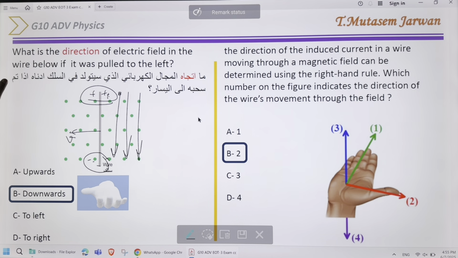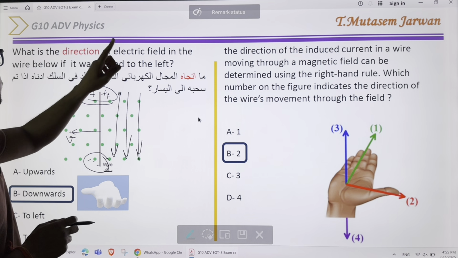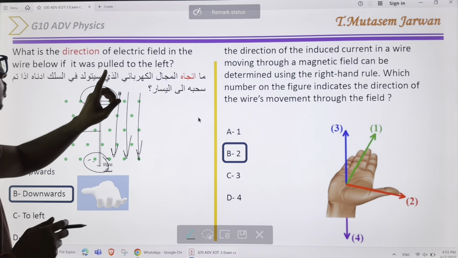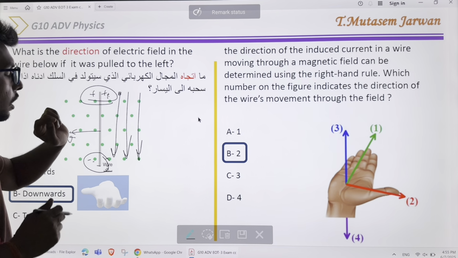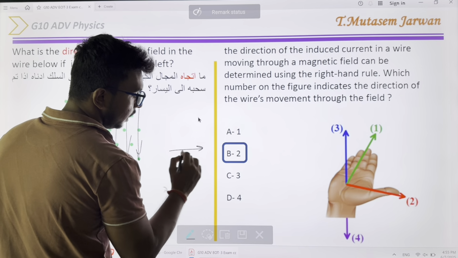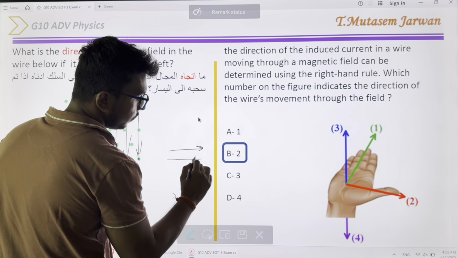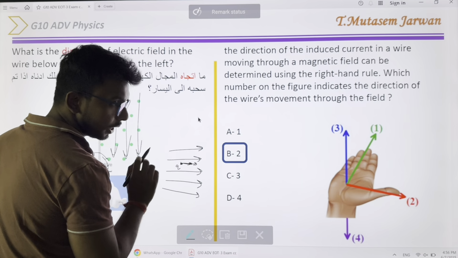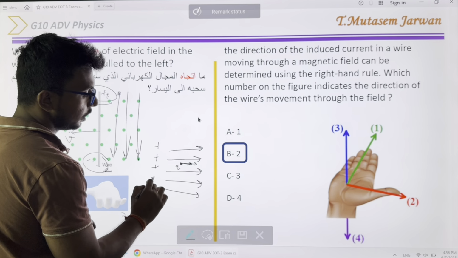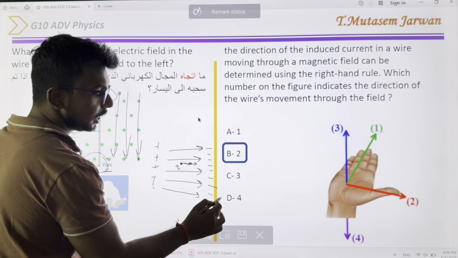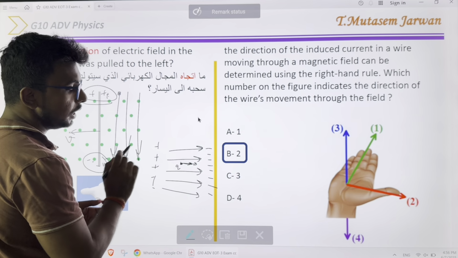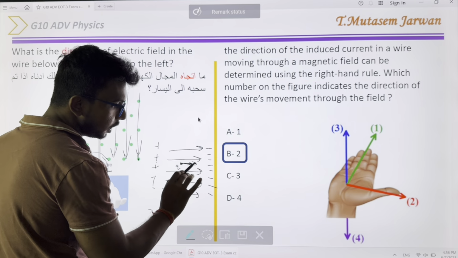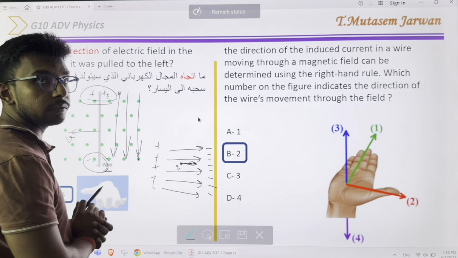Okay, this is an interesting question. What is the direction of electric field in the wire below if it was pulled to the left? Okay, I'll explain it. If the electric field is this, and I place a positive charge, this positive charge moves in the direction of the electric field, because electric field lines start from positive and enter into negative. So the positive charge is pushed and goes towards the negative side.